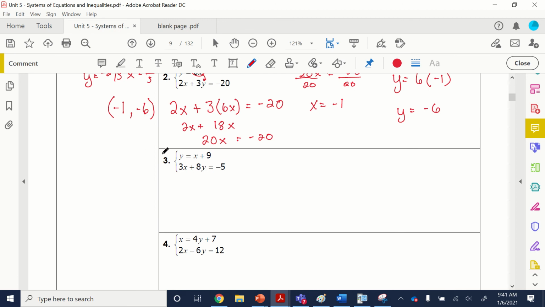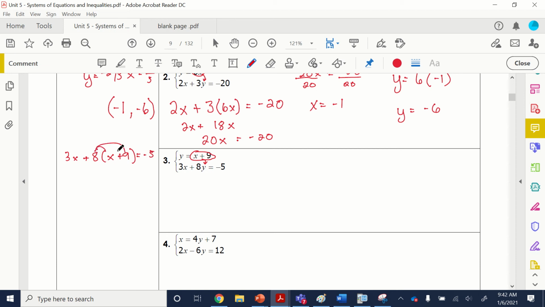All right, let's look at this one. We're going to take x plus 9 and plug it in where we see y. So I'm going to have 3x plus 8 times x plus 9 equals negative 5.